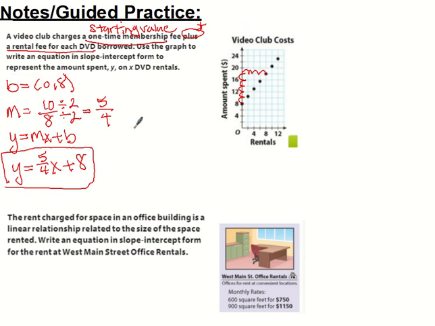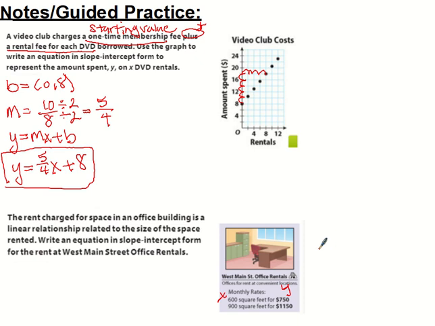All right. The rent charge for space in an office building is a linear relationship. So they're telling us it's linear, which means it's going to be still in this form. Also, it means that the rate is constant, right? It has to be a straight line, so the rate has to be the same. All right, we're going to write an equation in slope-intercept form for the rent at West Main Street office. So they gave us the price at 600 square feet. It was $750. They gave us the price for 900 square feet of 1,500. These are our points. This is our X side, and this is our Y side.